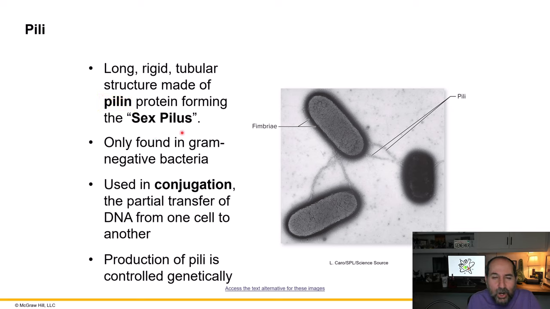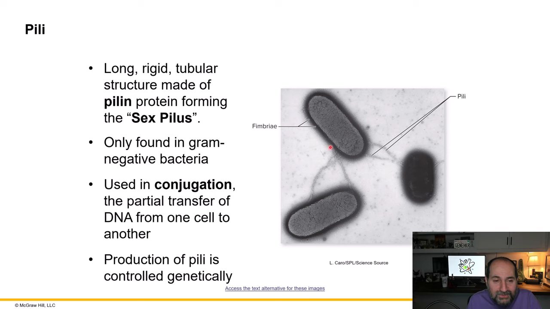Now imagine a hollow tube of protein that one bacterium, let's say this bacterium right here at the bottom, could make. It extends, and then it docks onto an adjacent bacterium. It attaches to another bacterium close by. And this bacterium could be the same species or even a different species than the one who made the sex pilus. So think of a hollow tube that extends from one bacterium and attaches to another.